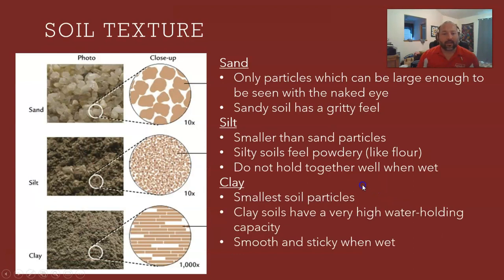So let's take some looks here. With our soil texture, sand are the only particles that we can actually see, and if you're not sure of that, then just go to the beach, because the beach is covered in sand, and you can pick it up and see what size those particles are. Sandy soil has a gritty feel to it. Just think of sandpaper, and it's that grittiness. You can actually feel that grittiness if you pick up some sand and put it between your fingers. You can feel that gritty feeling, like something's irritating your skin.